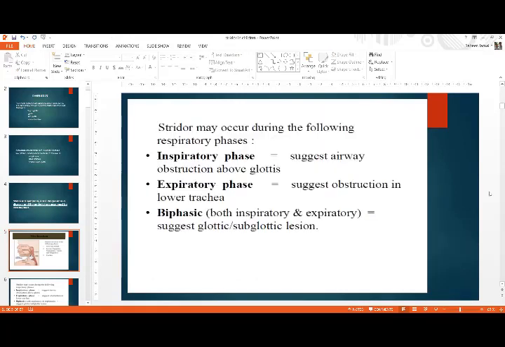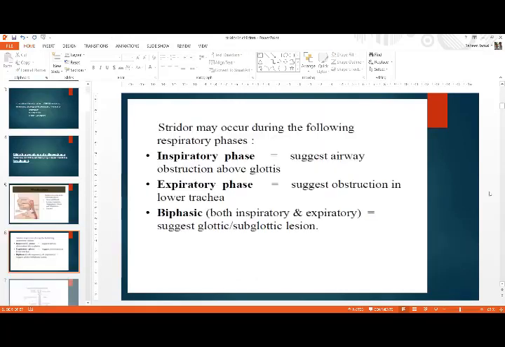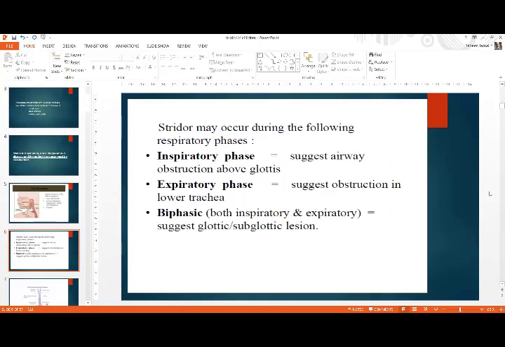Okay, first I told you the anatomical level of production of stridor. Then I'm going to describe stridor in terms of the phase of respiration in which it can be heard.